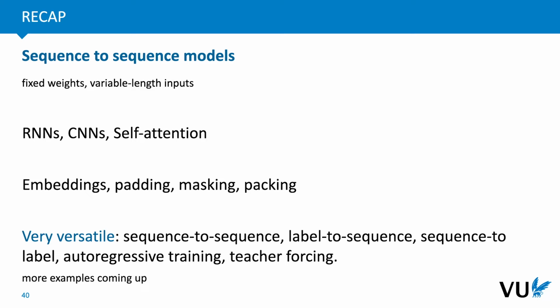So, what have we learned? We've looked at sequence-to-sequence models, which are defined by a set of fixed weights that can be applied to variable length inputs. Three instances are recurrent neural networks, which we're mostly talking about in this lecture, convolutional neural networks, and self-attention. We've looked at several tricks like embeddings, padding, masking, and packing that help us to pre-process our data and to feed it to a deep learning model, and we've seen how versatile these sequence-to-sequence models can be, because we can train sequence-to-sequence, label-to-sequence, sequence-to-label, autoregressively, and we can use teacher forcing. We'll see more examples of this later in this lecture and later in the course.